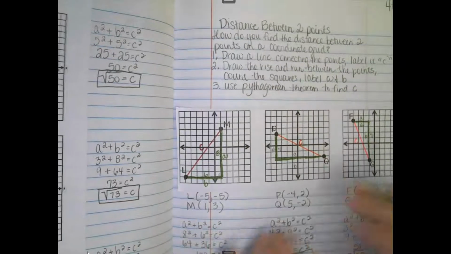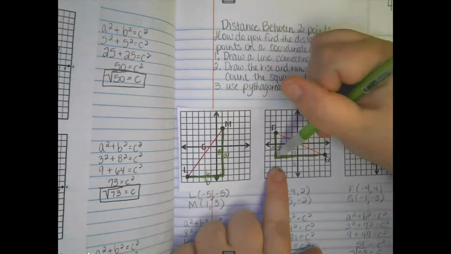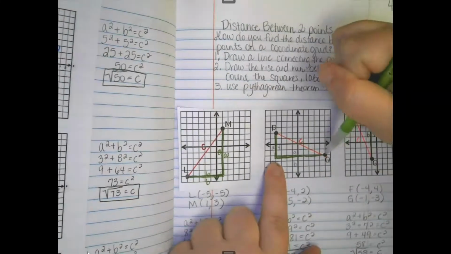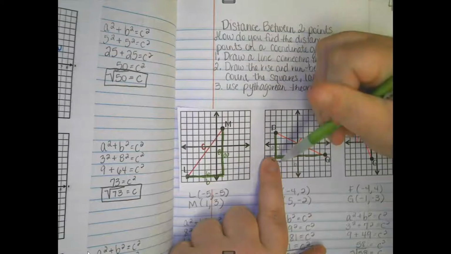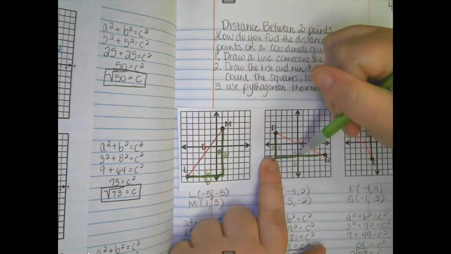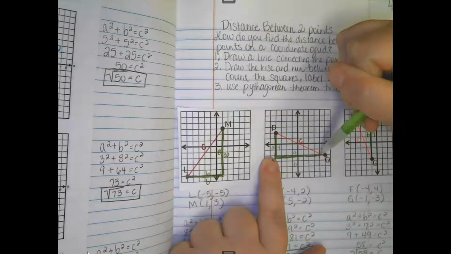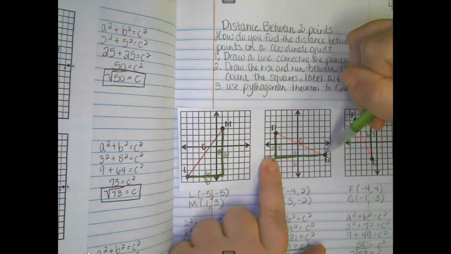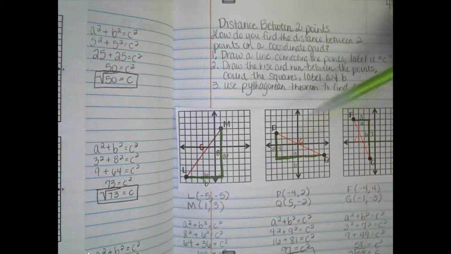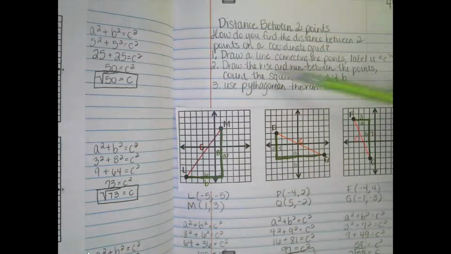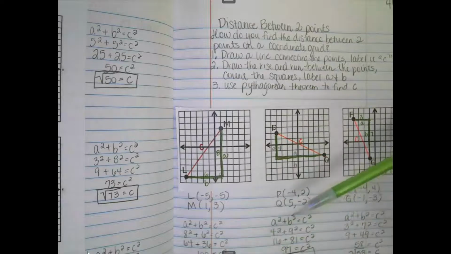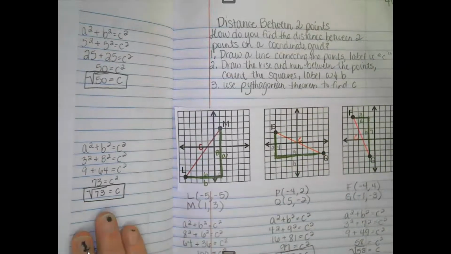Yesterday in class, when they were counting, some students were not counting this square right here. Remember, you're going from the corner to the corner. So 1, 2, 3, 4, 5, 6, 7, 8. And then you have to go to that corner, 9. And then label it A and B. Then we're going to use Pythagorean theorem to solve for C. Okay? So hopefully you remember this. Hopefully you got this down in your notes.